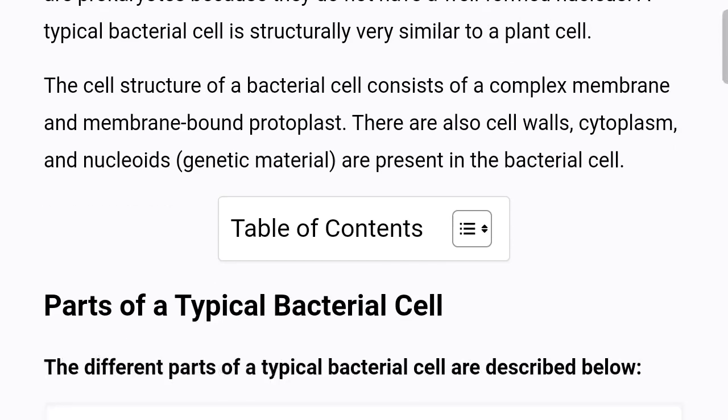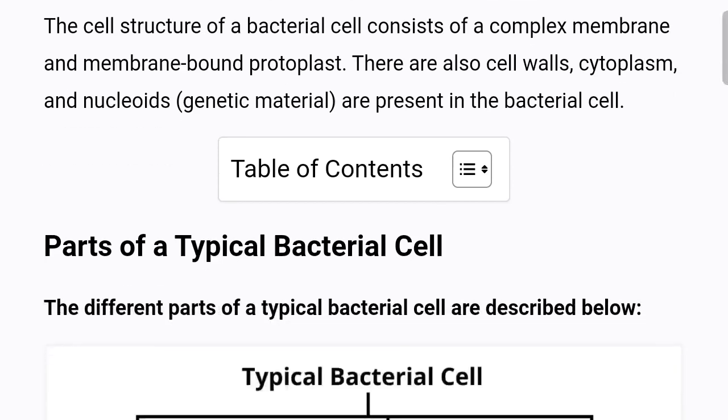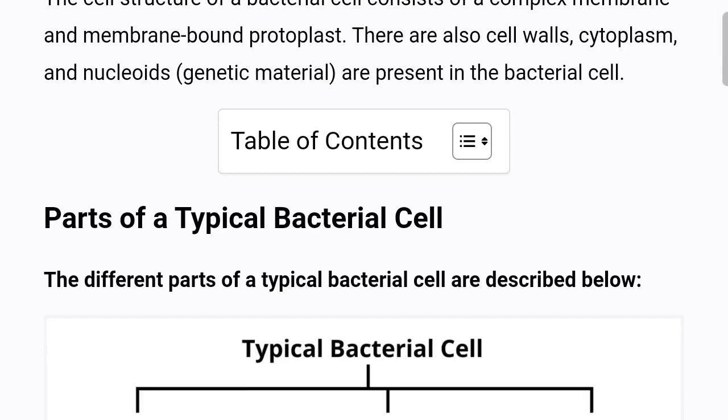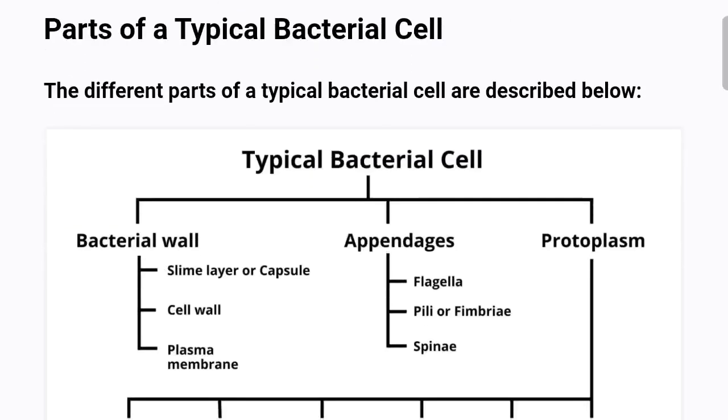The cell structure of a bacterial cell consists of a complex membrane and membrane-bound protoplast. There are also cell walls, cytoplasm, and nucleoids, that is, genetic material, present in the bacterial cell. Parts of a typical bacterial cell. The different parts of a typical bacterial cell are described below.